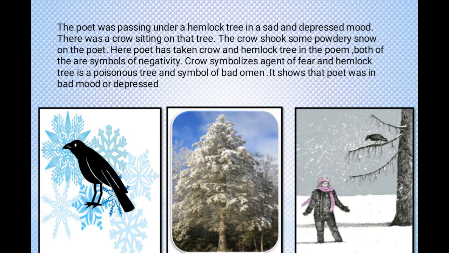And here the poet has taken a hemlock tree in the poem. Both are symbols of negativity. The crow symbolizes an agent of fear and death, and the hemlock, which is a poisonous tree, is a symbol of bad omen. And it shows that the poet was in a bad mood or depressed. And this is the first part of the poem, that he was in a bad mood.